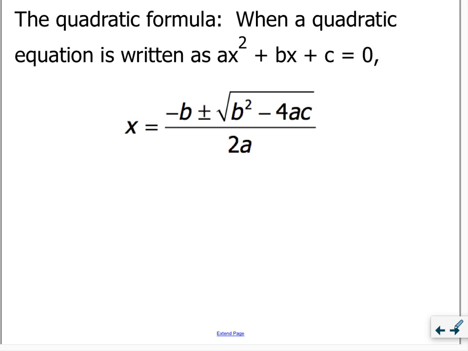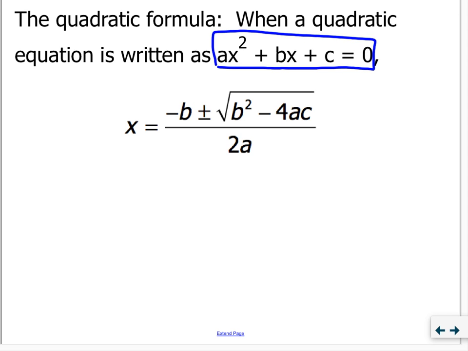And it's important to recognize that the quadratic equation has to be written in this form. We have to get it equal to 0. Then the a is the coefficient of the squared term, the b is the coefficient of the x value, and the c is the constant number. It's got to be in that form.